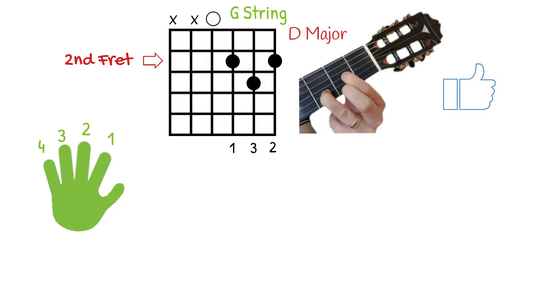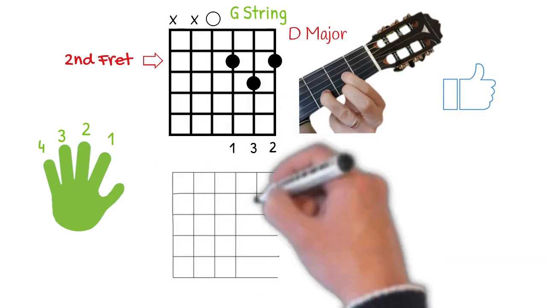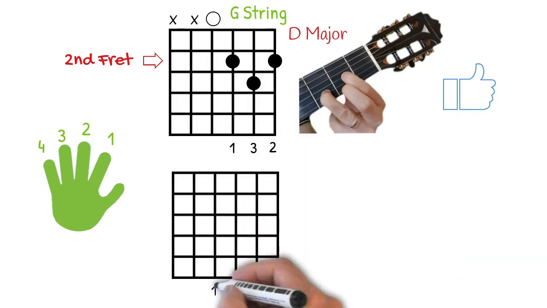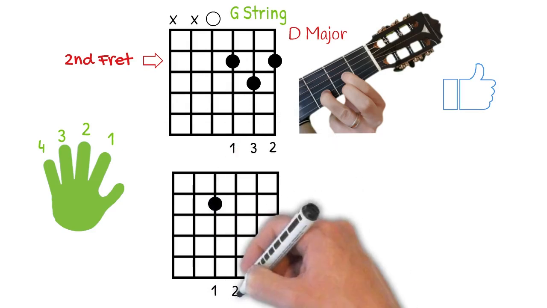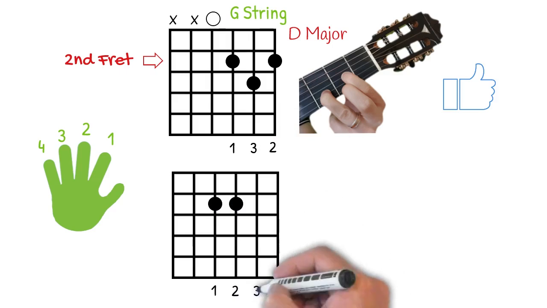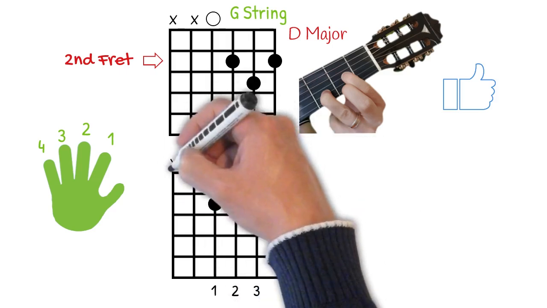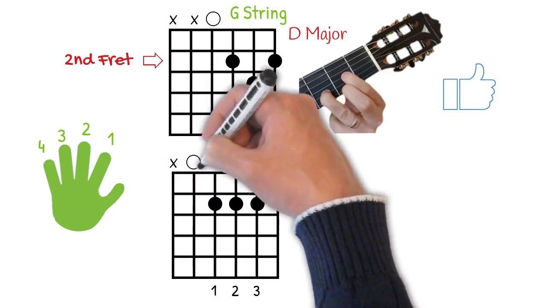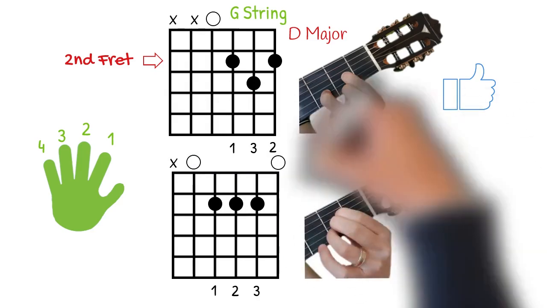Let's go ahead and learn another chord. First finger in the 2nd fret on the D string, 2nd finger in the 2nd fret on the G string, and 3rd finger in the 2nd fret on the B string. Do not play the low open E, but play the open A, and play the high open E. This is A major.